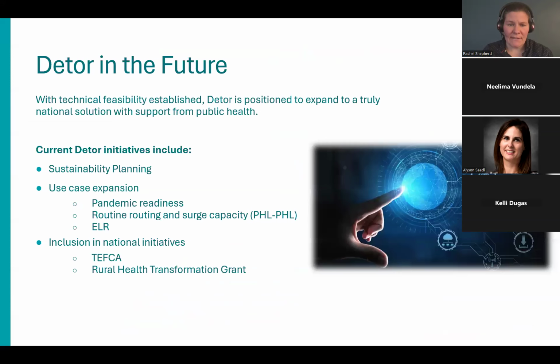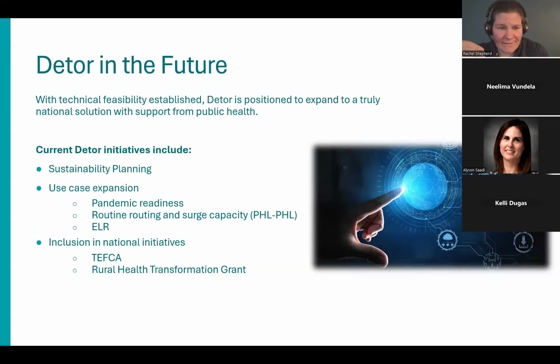And then my last slide is just to talk a little bit about Detor in the future. So we're really proud of the work that we've done these last couple years. We're really excited about the results that we're seeing, and believe that Detor is making a big impact in public health's ability to achieve Detor. But obviously, this is for the public health community. So we need your support, we need your buy-in, and most of all, we need your voice to make sure that this is and continues to be a solution that you want and need.